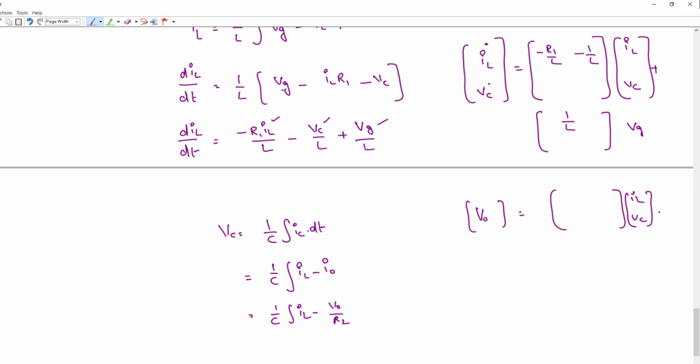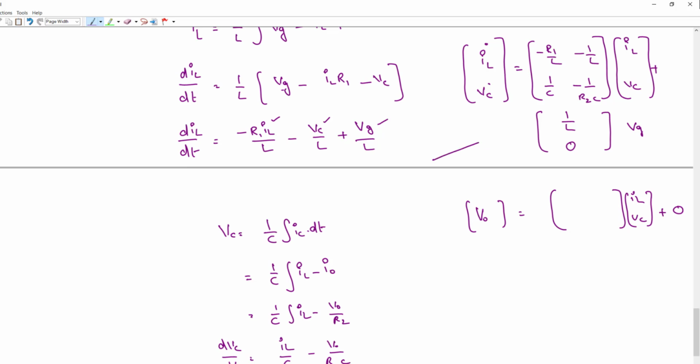V0 is equal to Cx plus Du, and that D is always 0. Now you observe carefully. I have to differentiate this Vc dot. dVc by dt is equal to IL by C minus V0 by R2 into C. So there is no Vc term here. You can simply see that Vc dot is equal to IL by C minus V0 equal to Vc, minus 1 by R2 into C. That is sufficient, and there is no term associated with Vc.